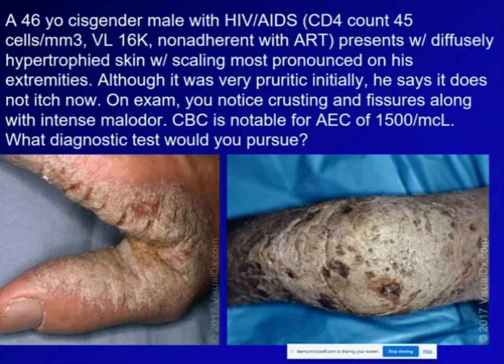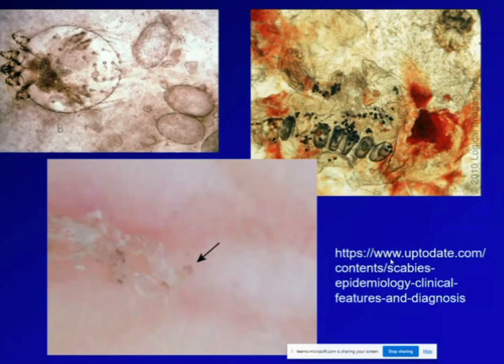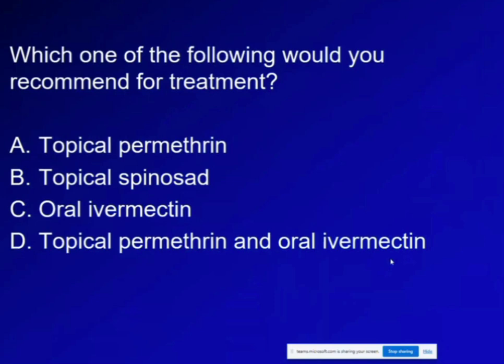What do you guys think? A skin scraping? Yeah, so you can do a scraping, or you can do dermoscopy. And this is basically the picture here. This is scabies, and in the upper right corner you can see a mite. You can see some eggs lined up in a nice row down there, and above the eggs are the feces. So this is a scraping. And then the dermoscopy is in the bottom picture, and you see the triangular head of the mite there.